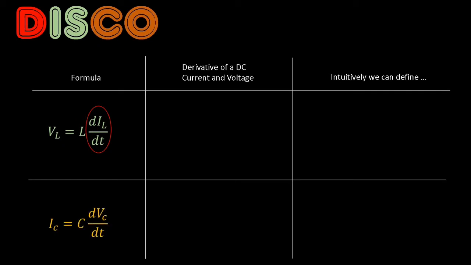The second formula is the current through the capacitor, and that is equal to the product of capacitance times the rate of voltage change with respect to time. Again, the encircled dV dt term will determine the amount of current passing through the capacitor.